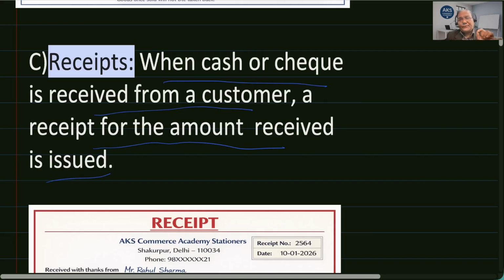For the payment which is made by the buyer on a later date, on that particular day on which the payment is received, the accountant enters in the books of account after having issued a receipt for the payment which he has received. When cash or check is received from a customer, a receipt for that amount is issued so that it becomes a proof of transaction, and subsequent entries are made in the books of account. I hope this is clear.